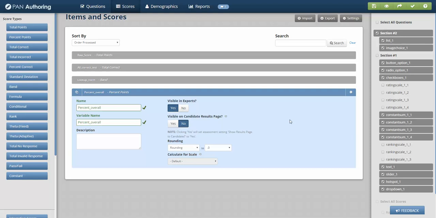It's not a highly utilized scoring widget, but at the same time, it can be very effective depending on your test.